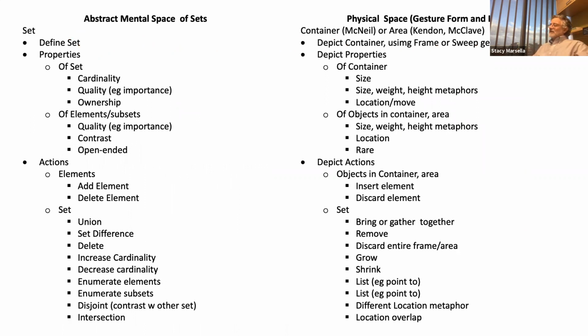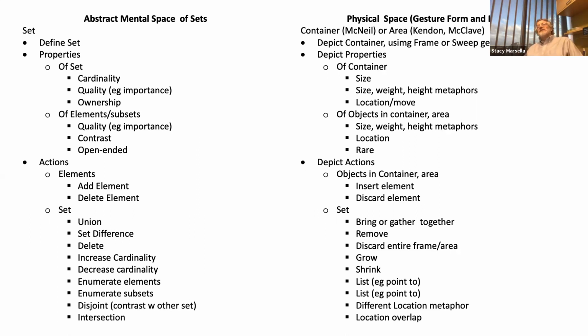We can think about it, well, that's just a set. But when you think about it, sets can actually express lots of different things, right? And this is an exercise I did for some paper where I laid out, well, what's a set at the abstract level? What are all the properties of a set? And what are all the actions I can take on a set?